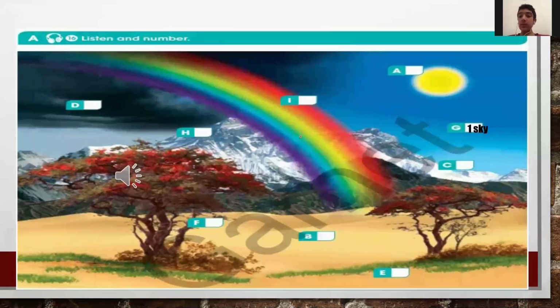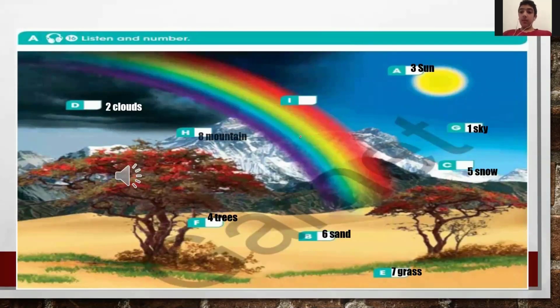1. Sky. 2. Clouds. 3. Sun. 4. Trees. 5. Snow. 6. Sand. 7. Grass. 8. Mountain. And we have rainbow, which is the last one.